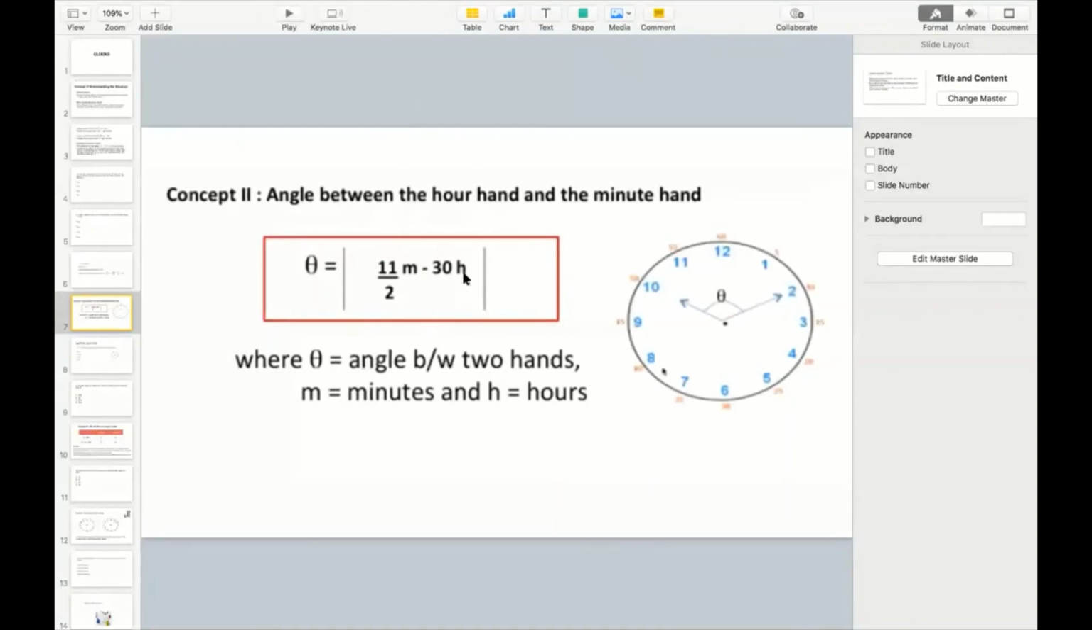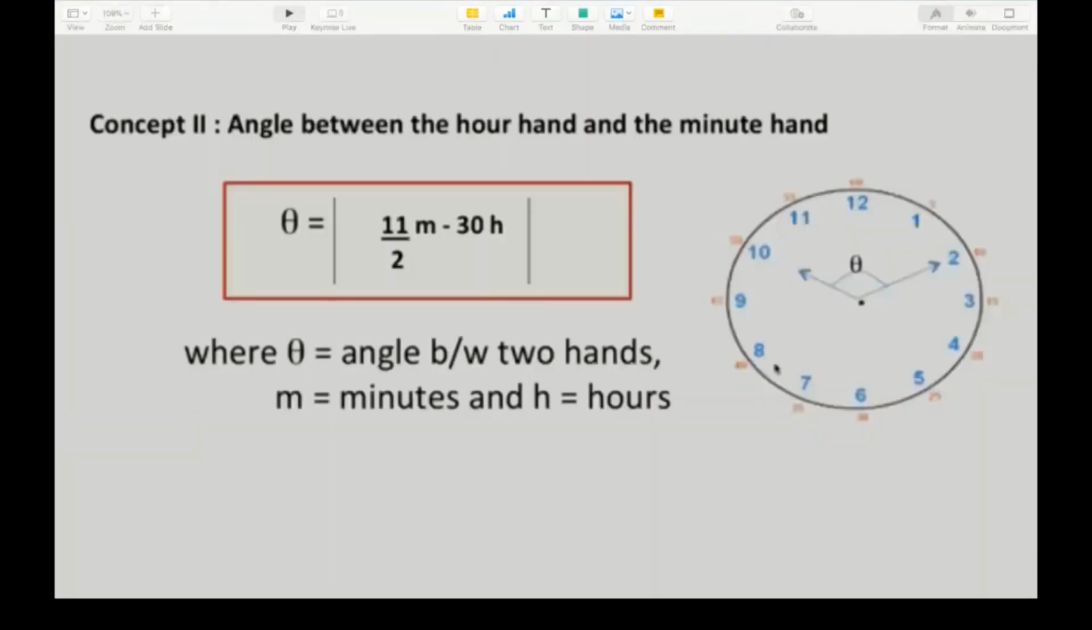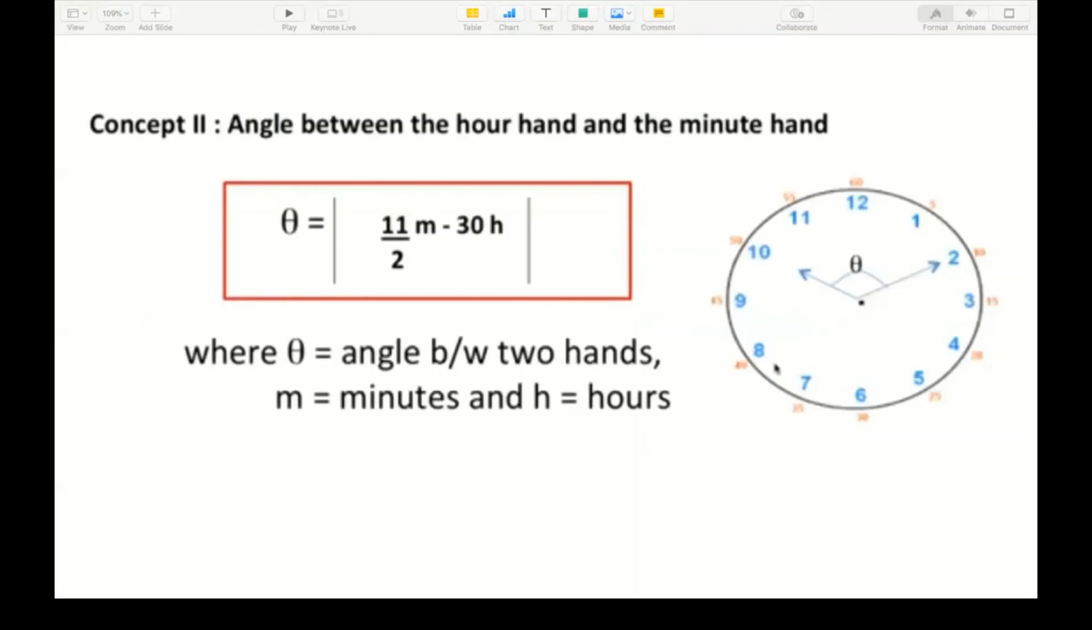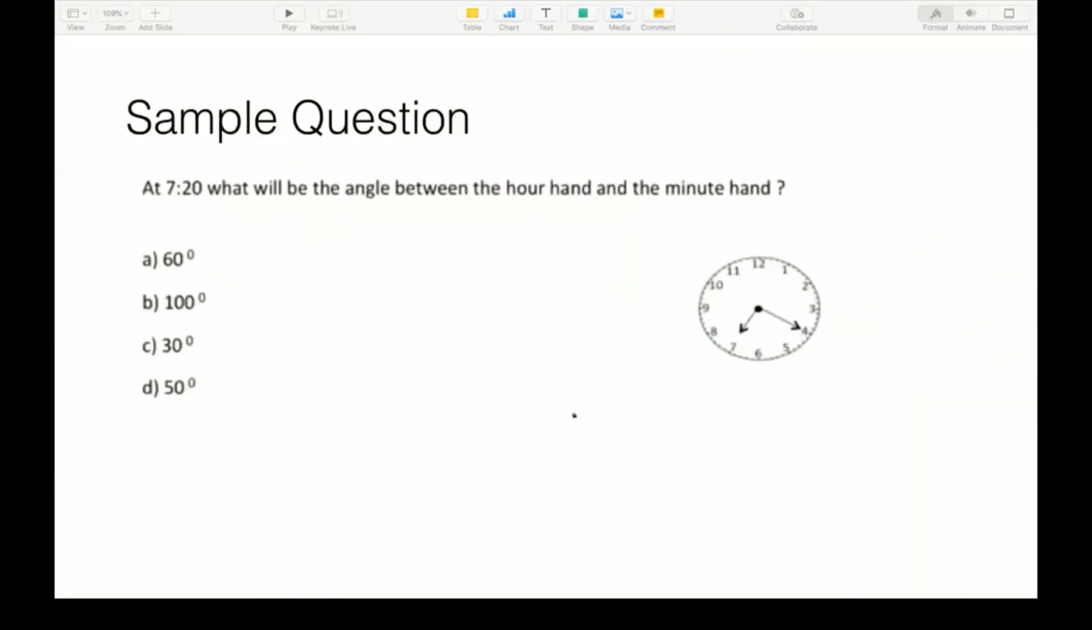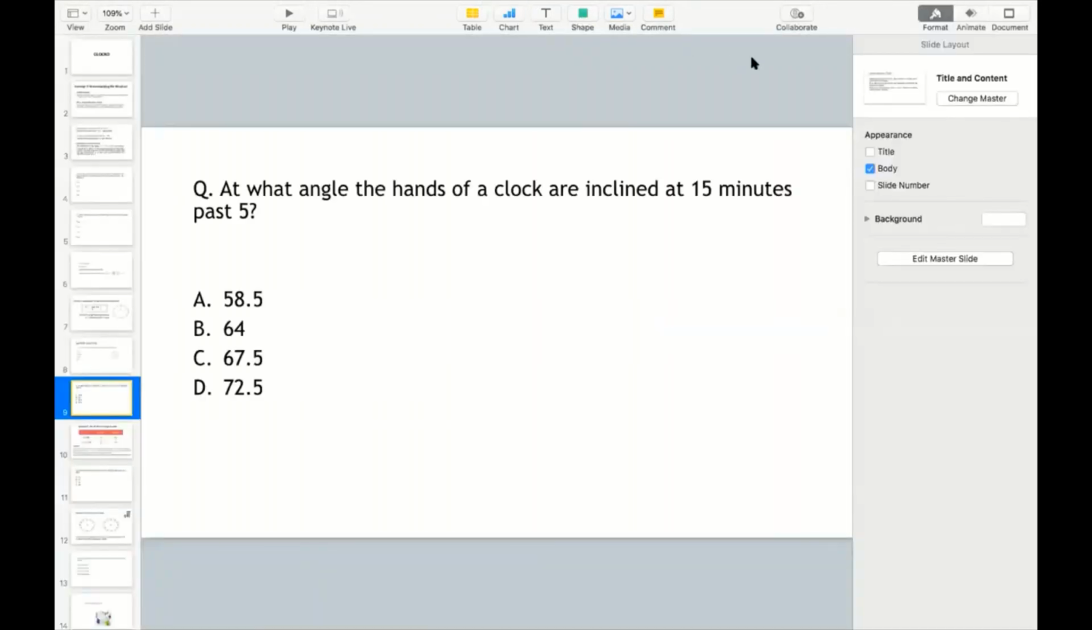So the value of h is 7 because the time is 7:20, and the value of m is 20. When you put the values of h and m in, it becomes 110 minus 210. So inside the modulus you get -100. But when you remove the modulus, it becomes +100. Inside the modulus, when you perform the calculation, it comes out as -100, but outside the modulus it will be +100. So the answer will be option B. I hope this is clear. Just try out this question. It's exactly similar to the previous one.